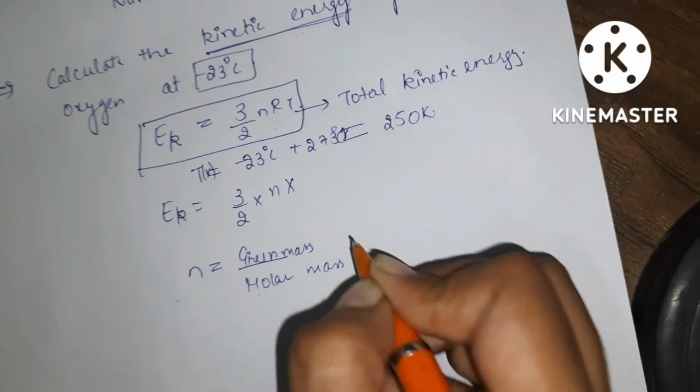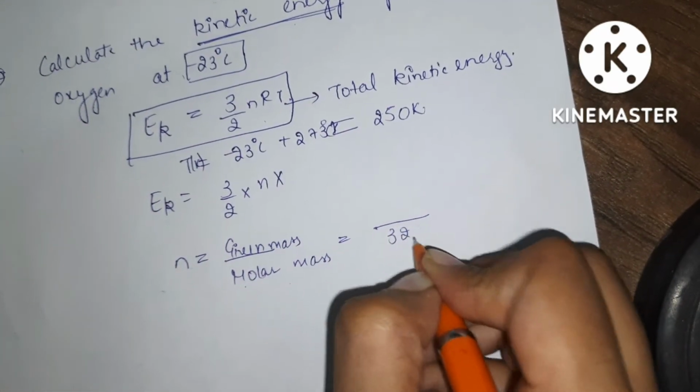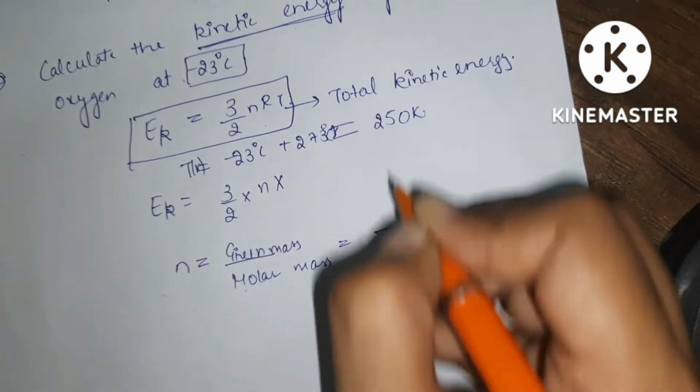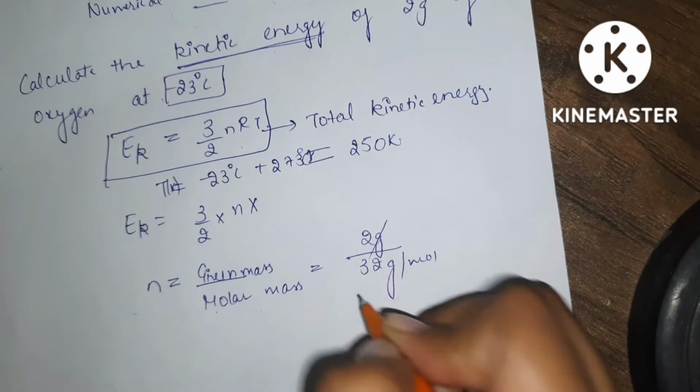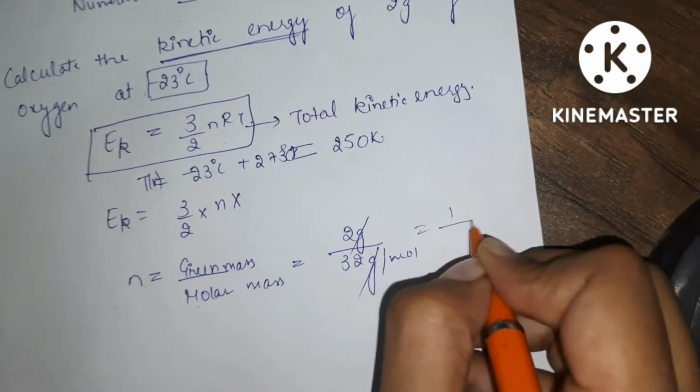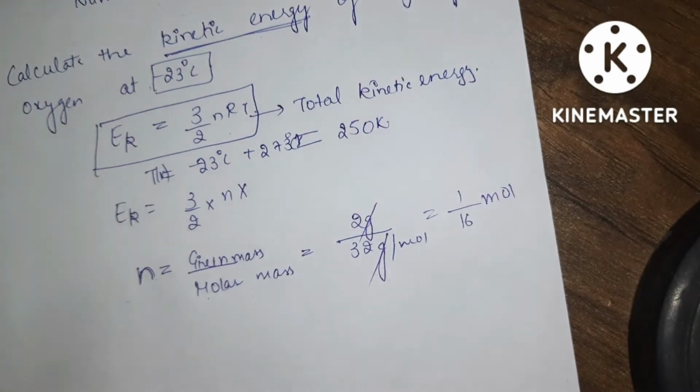Here I have oxygen gas. The molar mass of oxygen gas is 32 gram per mole, and the given mass is 2 gram. Gram cancels out, giving 1 by 16 mole. This is the answer for the number of moles.